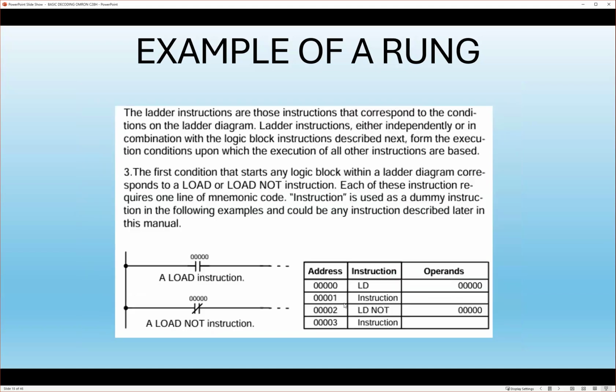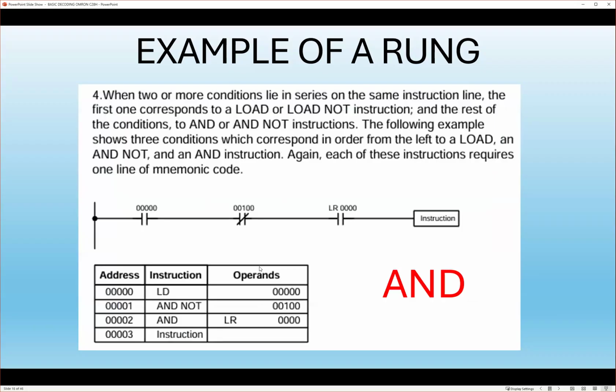And then the only difference would be, you know, here on 001, you would have an LR relay, and then let's say it's 205 or whatever, right? So for output 5. This is showing us when 2 or more conditions lie in series on the same instruction line. The first one corresponds to a load or load not instruction, and the rest of the conditions to AND or AND NOT instructions. The following example shows 3 conditions which correspond in order from left to a load, and not, and instruction.